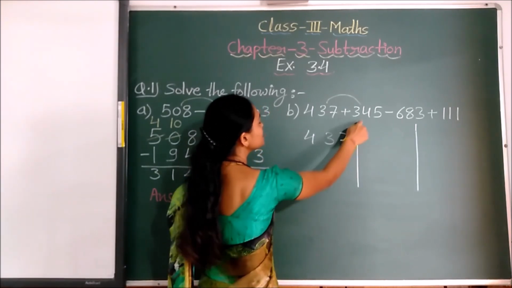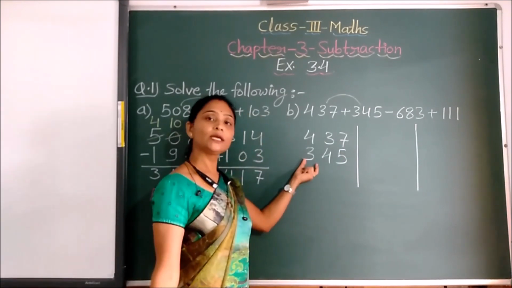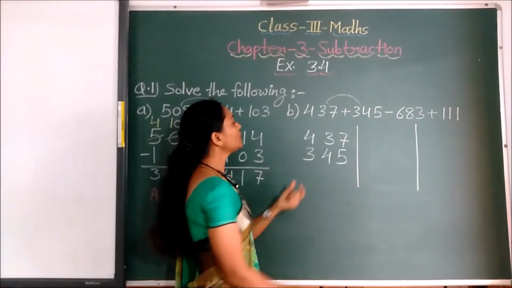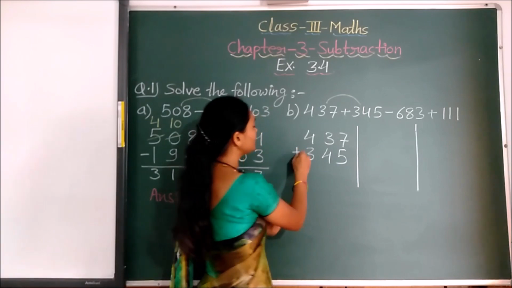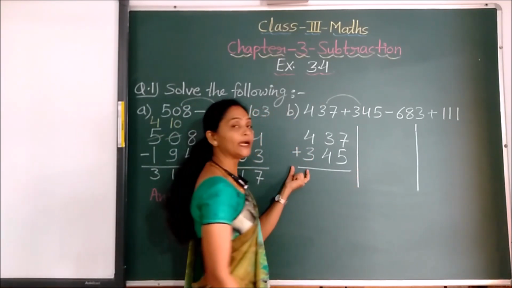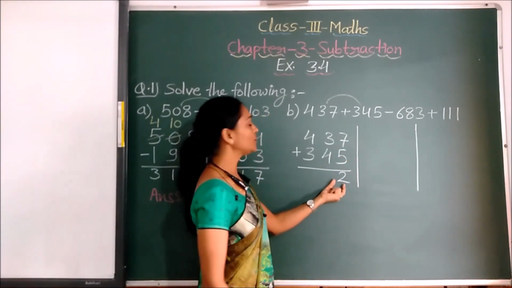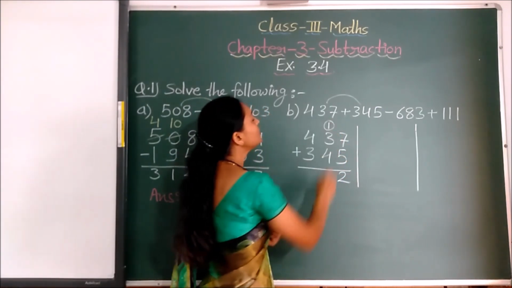437 and then this number 345. These both the numbers we have to write. Then what to do? We have to add. So we will put here this plus sign and we will add both the numbers. 7 plus 5 is 12. So 2 here, 1 carry over.